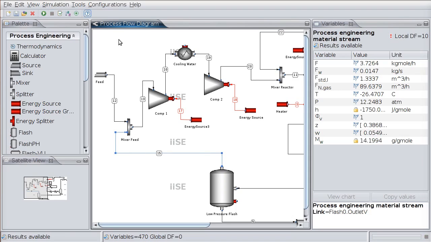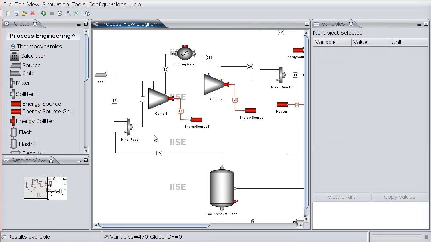See that we can run the simulation without any special block for recycles. And the convergence is very fast. This is one of the advantages of equation-oriented simulators.